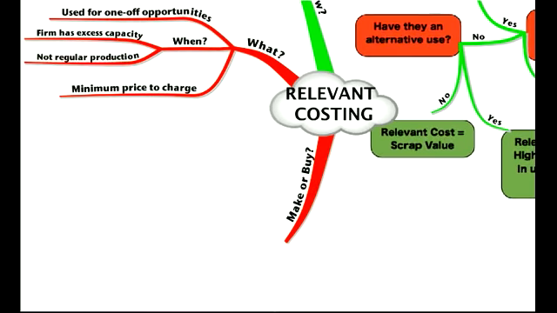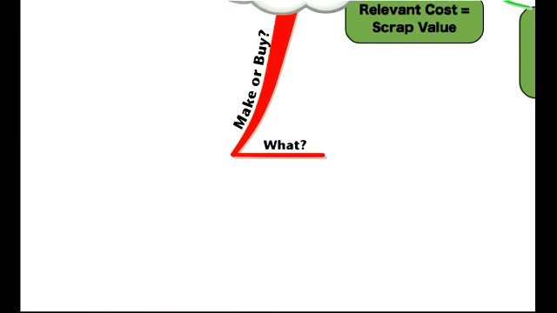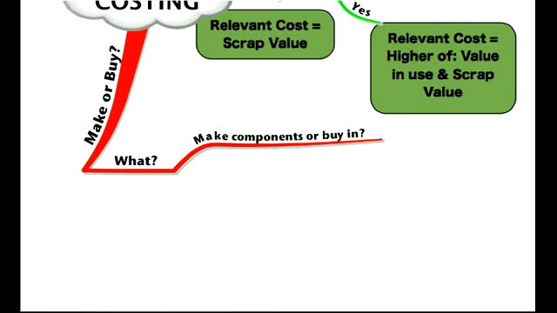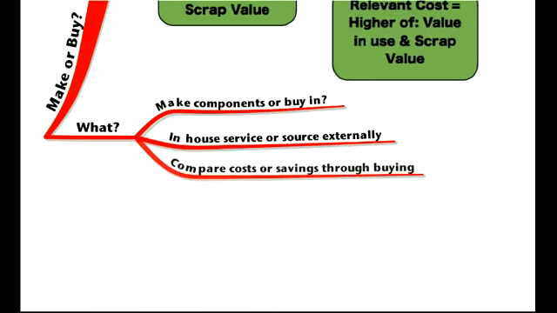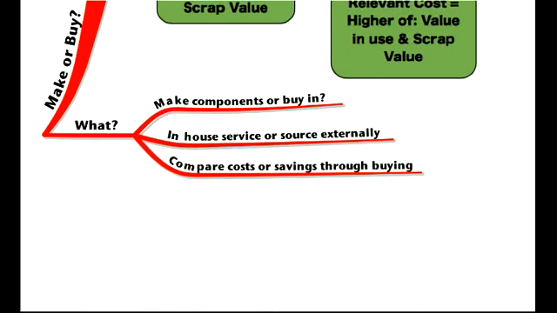That brought us on to make or buy decisions. So what are we talking about here? We're talking about whether we should make components or maybe buy them in from a supplier, or indeed an in-house service. Should we use our in-house service or should we source it externally? And what you've got to do is compare the costs or savings made through buying, and that will only come through the specific details in the scenario. So just set it out in a table and compare the costs or savings through buying, and we did that in class.